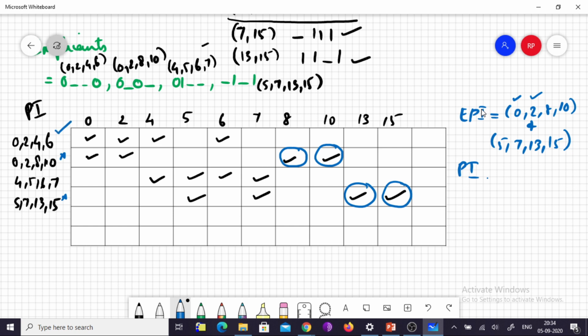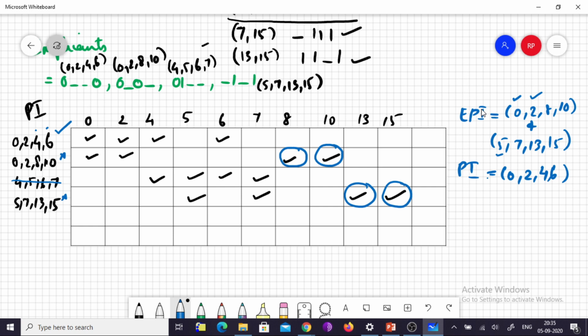Now going to the next left out part, 4, 5, 6 and 7. 4 is already taken in the recently taken PI. 5 is already taken in the EPI. 6 is already taken in the recently taken PI. 7 is already taken in the EPI. So if I take 4, 5 and 6, 7 again, that will be a repetition. So there is no need for me to take this PI. So the final solution for PI is just 0, 2, 4 and 6.